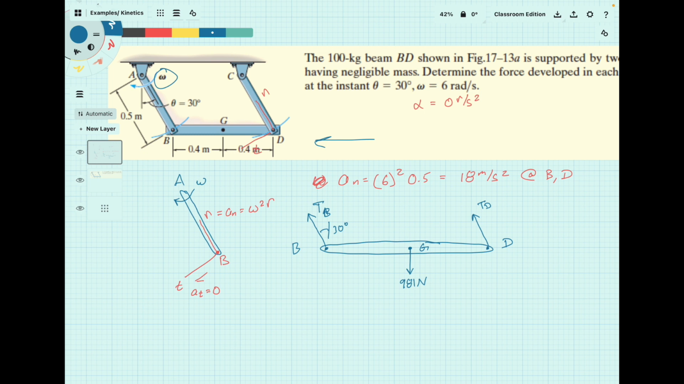Okay, so with that known, point G, let's look at its accelerations here real quick. So go to red, why not? So let's put it in the same basic coordinate systems as point B and D.